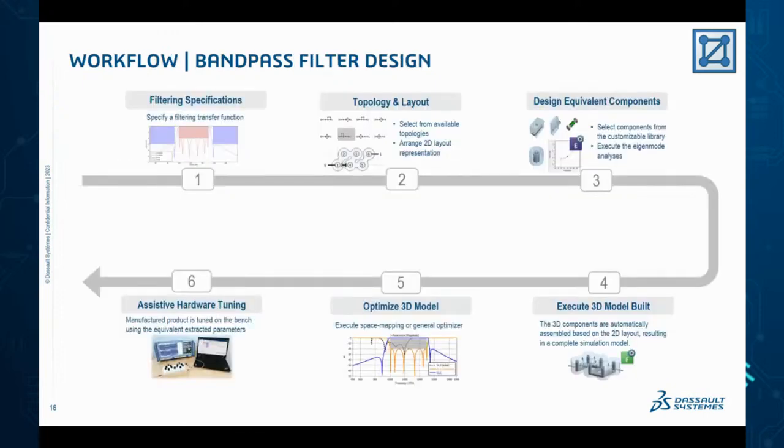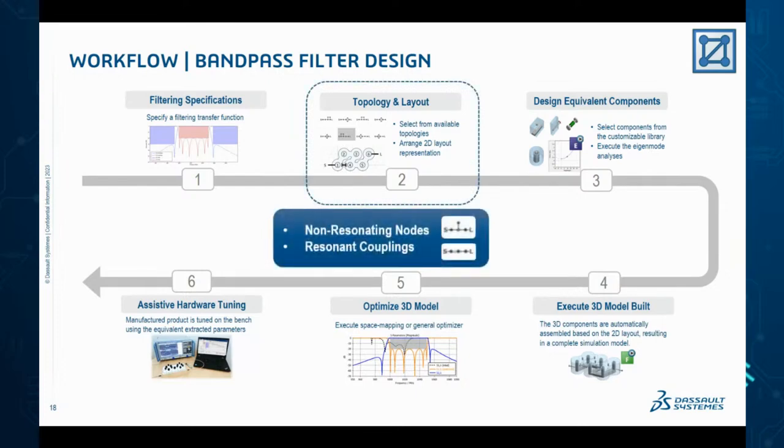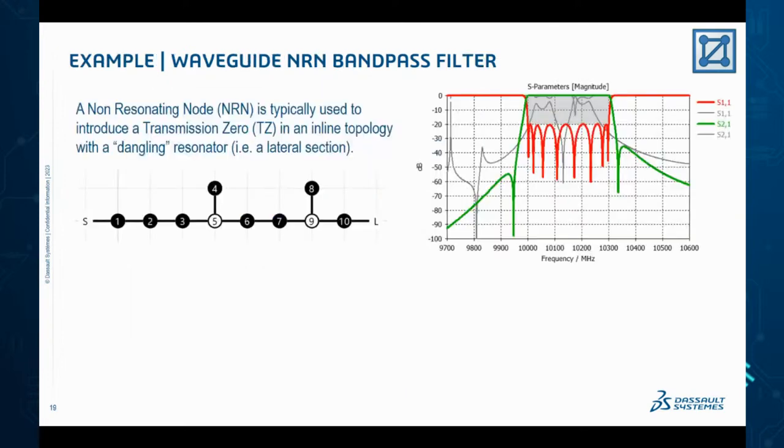Talking about bandpass filters then, I just want to highlight one of the things in here, that is the addition of some components. So we're talking about non-radiating nodes and resonant couplings for the topology and layout step. A non-resonating node is typically used to introduce transmission zeros in an inline topology with so-called dangling resonators.